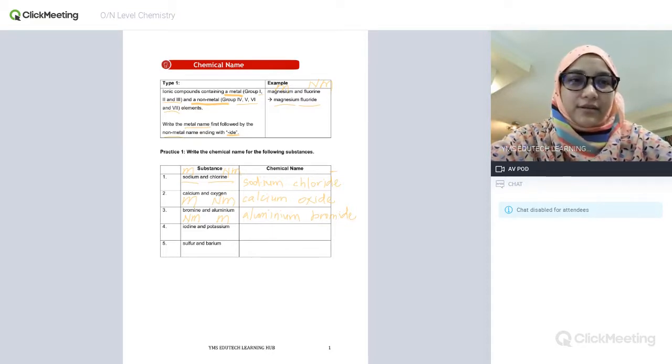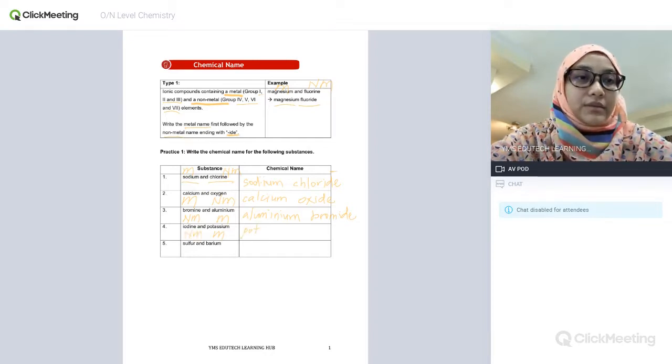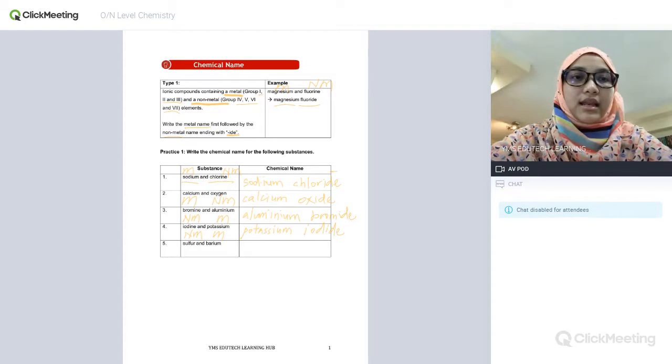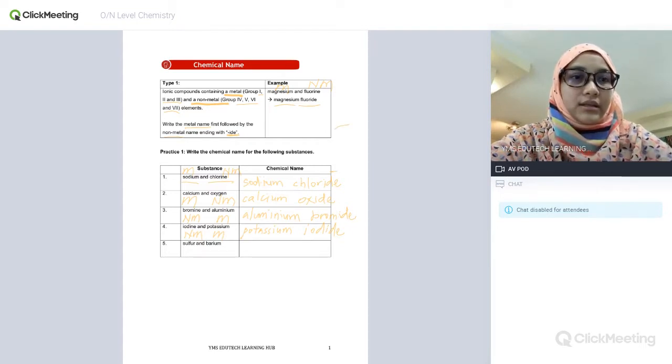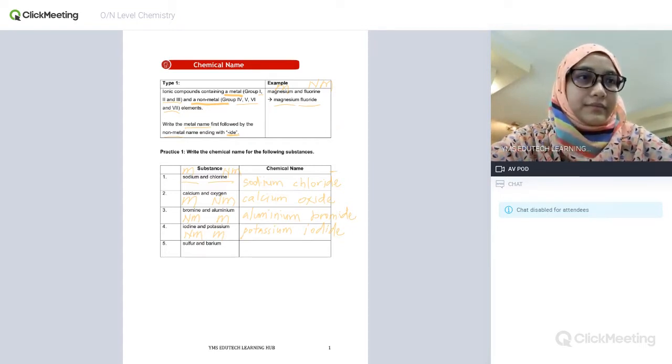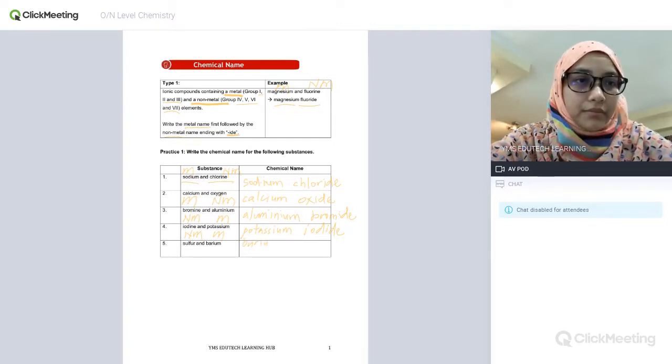Potassium and iodine. So check the periodic table, which of these 2 elements is a metal? Yes, potassium is the metal, while the iodine is the non-metal. So that gives us potassium iodide. All right. Lastly, sulfur and barium. Barium is the metal, so this compound will be barium sulfide.